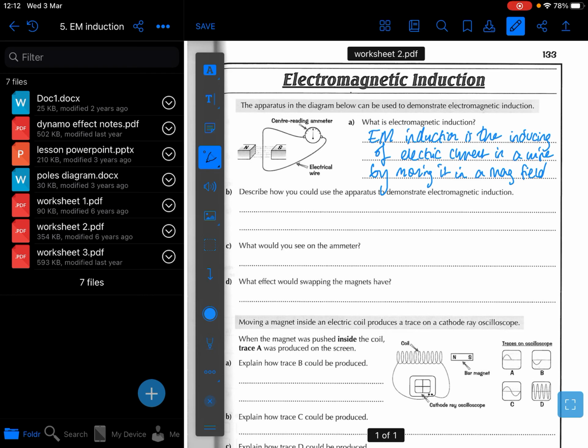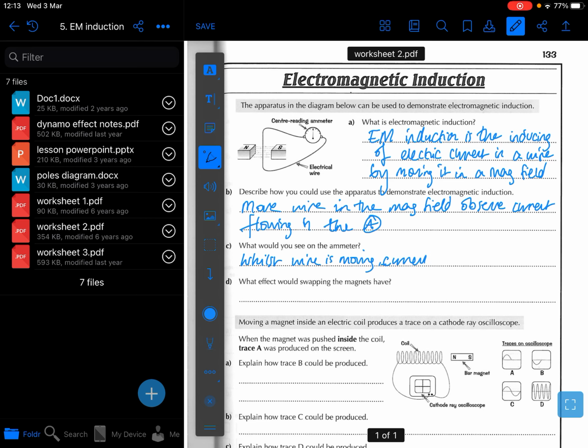Describe how you could use the apparatus to demonstrate electromagnetic induction. So you've got a wire attached to an ammeter and a magnetic field there. You basically want to move the wire in the magnetic field. Observe ammeter, or observe current flowing, should we say, in the ammeter. What would you see on an ammeter? Now, whilst the wire is moving, very important, it's got to be that movement. Current flowing.